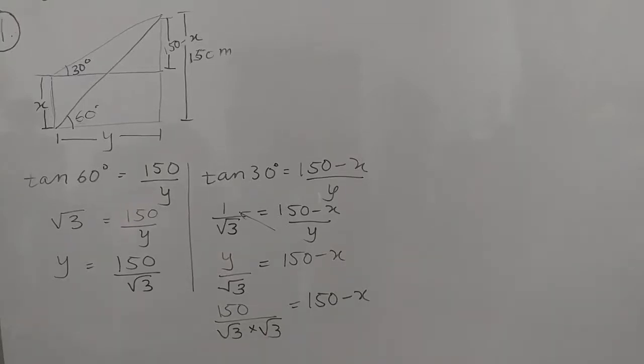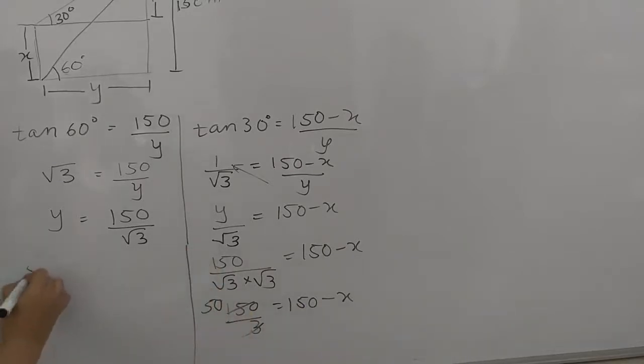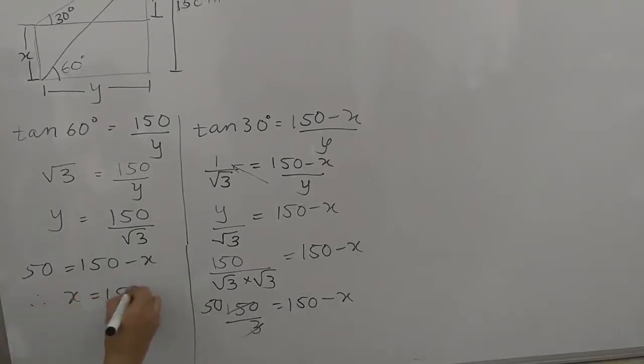So in the next step I write 150 upon 3 is equal to 150 minus x, and this is 3 fives, so here I get 50. Now I write 50 is equal to 150 minus x. So by solving this equation we get x is equal to 150 minus 50, which is 100 meters. So this is our tower, 100 meters, for question number 21.